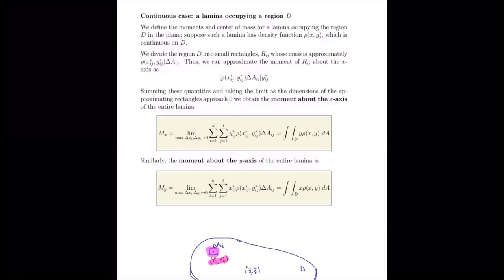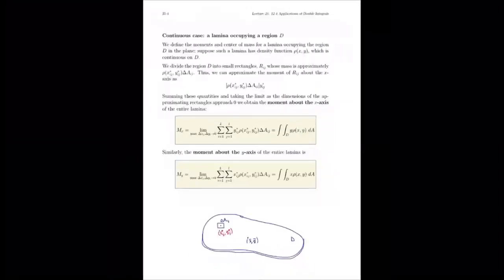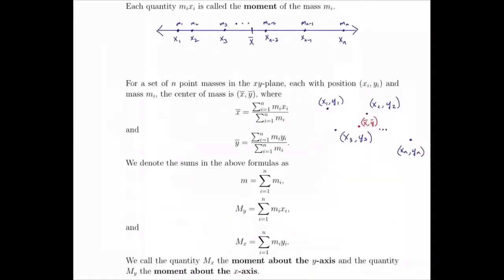In order to calculate the moment about, we'll say, the x-axis first, we'll use this formula here for each of these little subrectangular regions. So it's the density function at that point times the area of that subrectangle times y_ij star, the y coordinate. Again, that's the moment about the x-axis. So that's one of these values that would correspond to one of these values over here, just one of these moments, m_i, y_i.